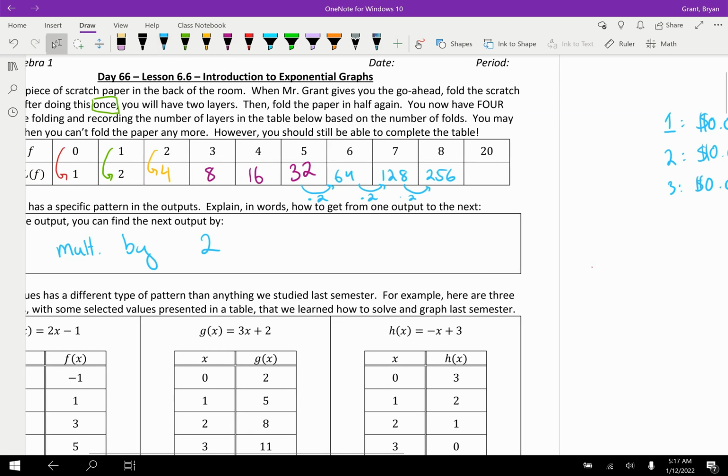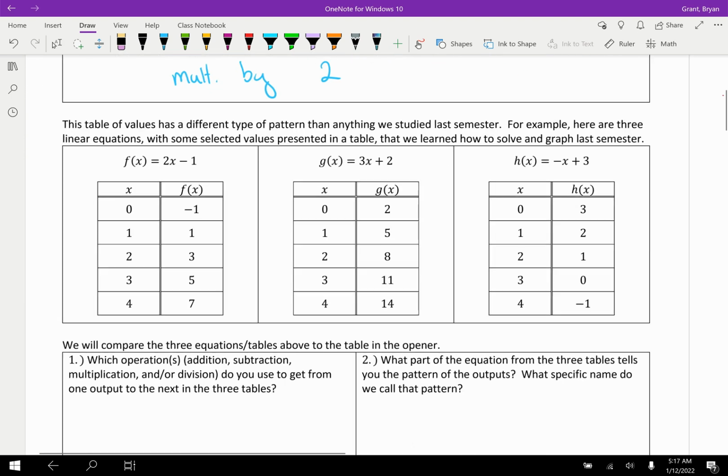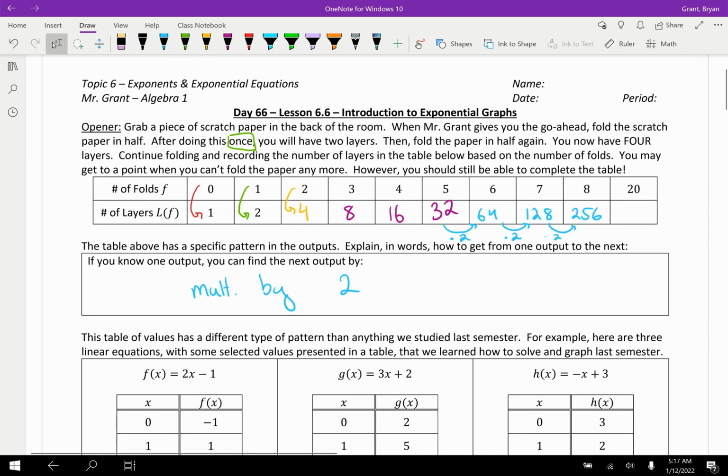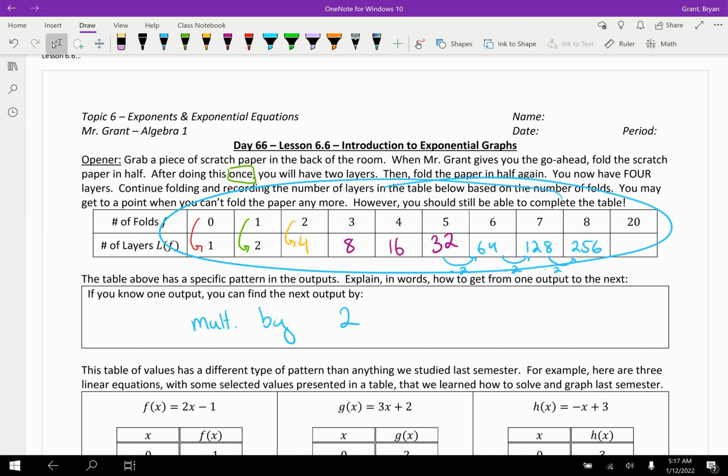64, and by the time you hit day 7, they're paying you $1.28. Well, let's remember that when we figure out how large 2^20 is, and think about how long it's going to take you to be earning a decent wage just starting at 1 cent. Before we get there, though, let's understand that this table of values that we created up here has a different pattern than anything we did last semester.